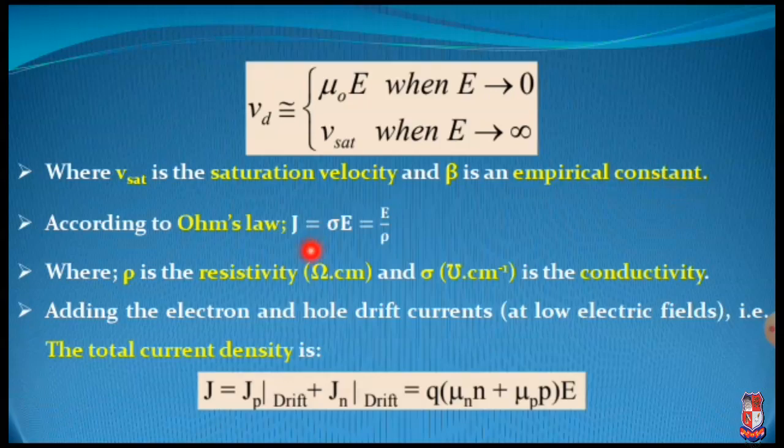According to Ohm's law, J is equal to sigma into E, that is equal to E upon rho, where rho is the resistivity, the inverse of conductivity, having the unit ohm into centimeter, and the conductivity has the unit mho into centimeter inverse. Adding the electron and hole drift currents at low electric field, the total current density can now be given as J is equal to Jp drift plus Jn drift. So Q is common, and we have Q into (mu n n plus mu p p) into E. So this is for drift.